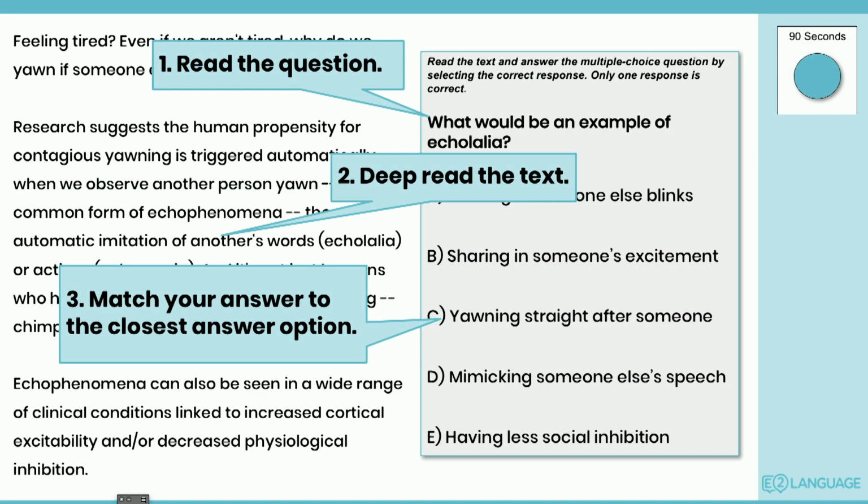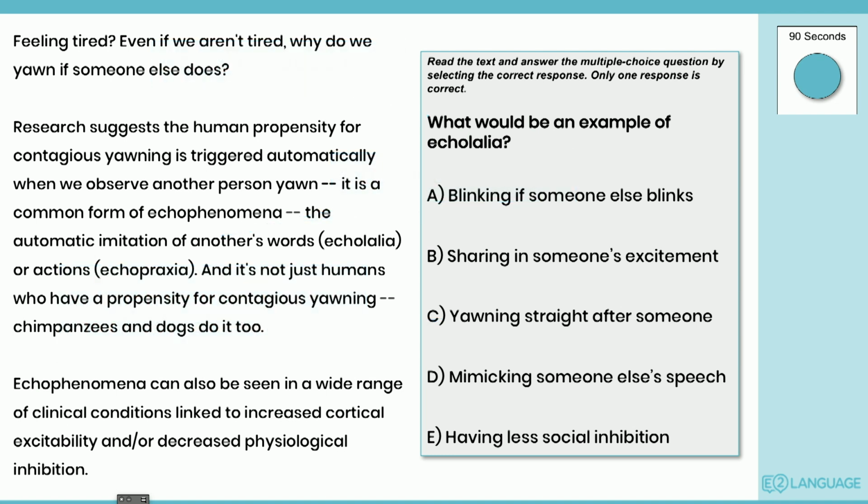Cool. Let's do another one. Read the question, deep read the text, match your answer to the closest answer options. You'll have 90 seconds. Away you go.